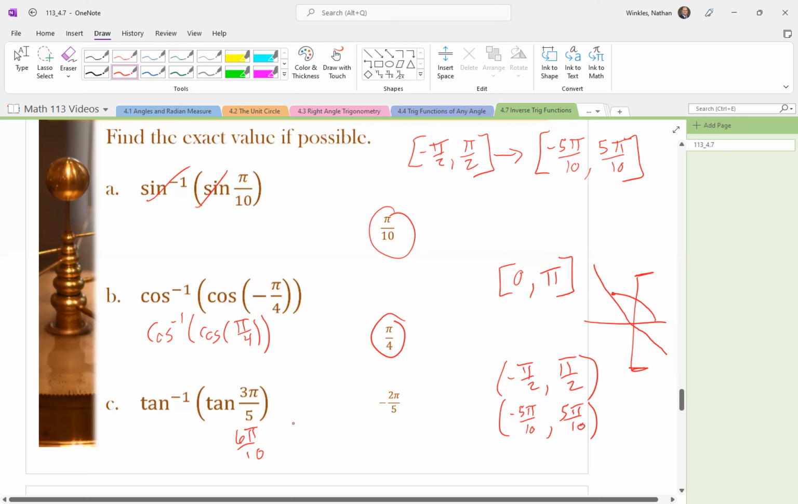I'm going to get to the same value because tangent has the same value in the second quadrant and in the fourth quadrant, as well as the first and third quadrants. So tan inverse of tangent of 3π/5 is the same thing as tan inverse of tangent of minus 2π/5, because minus 2π/5 falls inside of my interval. They have the same value, which is all we're looking for. Therefore, the answer is minus 2π/5.